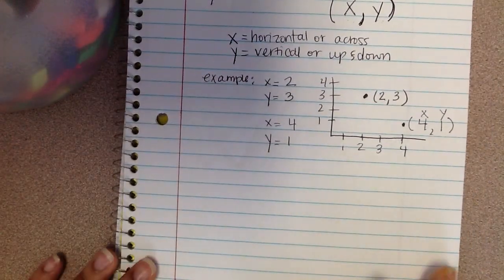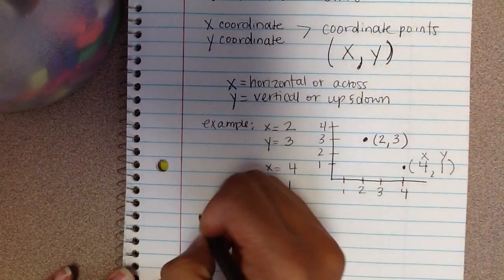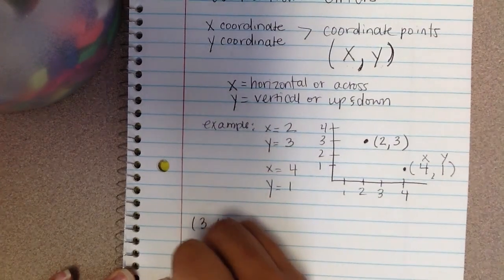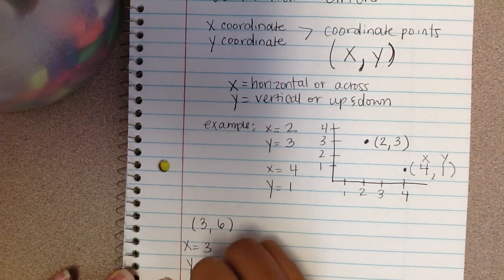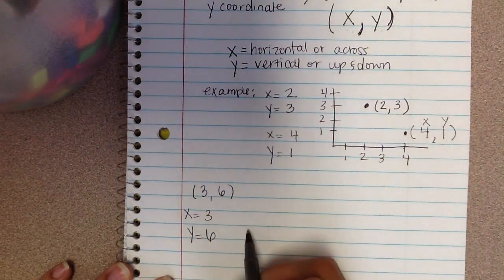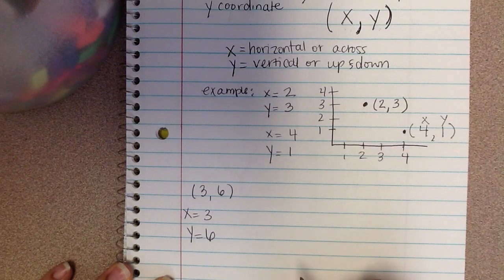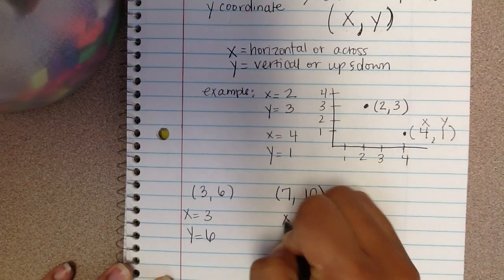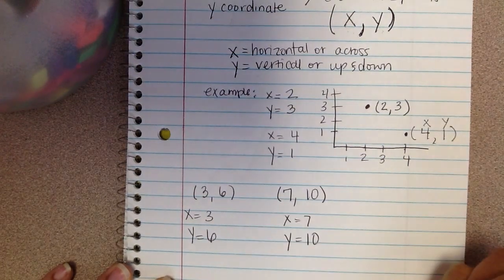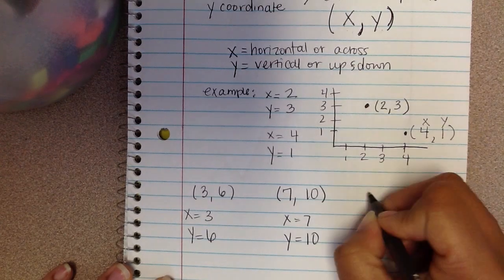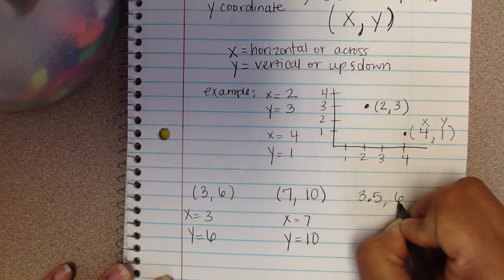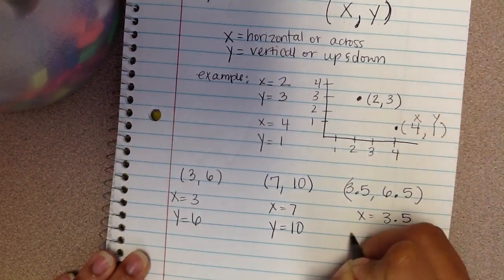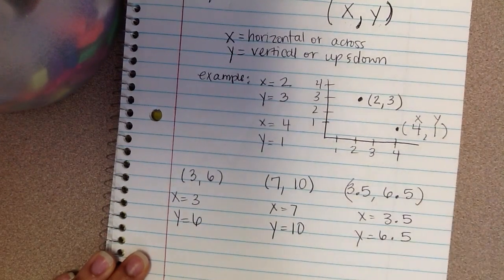We're going to look at just a few more examples of X and Y coordinates. If I have the point 3, 6, that means my X is over 3, my Y is up 6. Okay? And remember, I go over and then up and then I make a point. Okay? If I have 7, 10, that means my X is 7 and my Y is 10. Okay? If I have 3 and 5/10, 6 and 5/10, that means my X is 3 and 5/10 and my Y is 6 and 5/10. Okay?